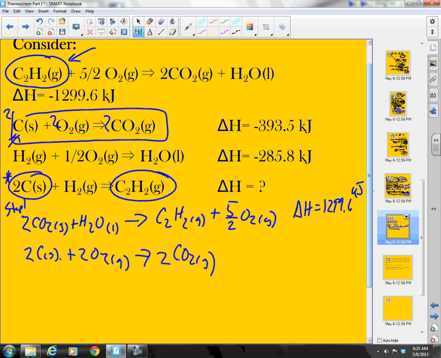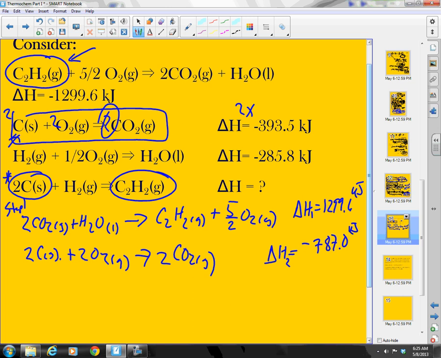And what's my delta H for this step? Well, I had to double that, so I need to multiply this number by 2. So we take 393.5 negative, oh yes, I got that, times 2. It looks to me like a negative 787.0 kilojoules. 787.0 kilojoules for step 2. So that's 1, this is 2.